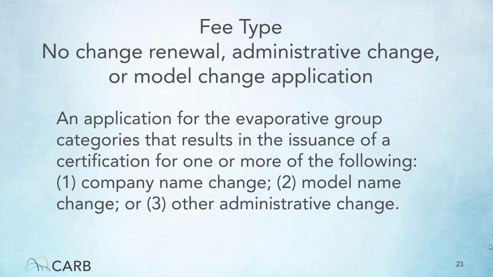The second fee type is no change renewal, administrative change, or model change. This reduced fee is only applicable for minor changes related to a company name change, a model name change, and/or other administrative change. In other words, the minor change must not affect the emission rate or performance of the evaporative component or portable container that is already CARB certified.